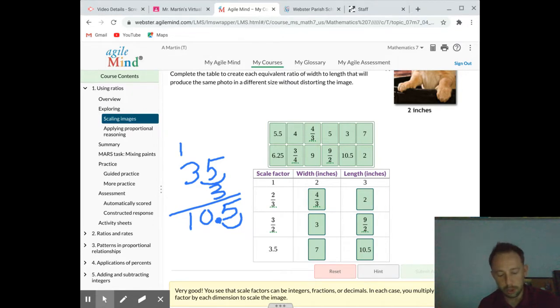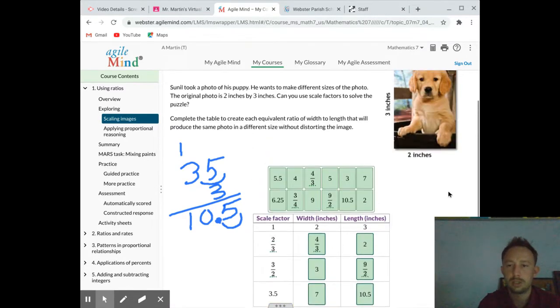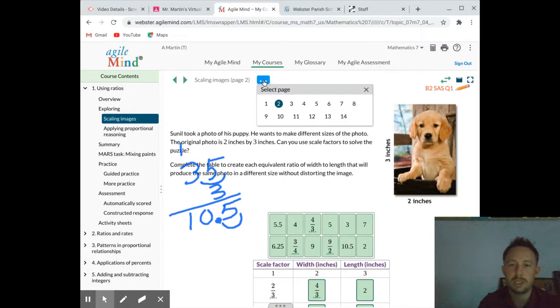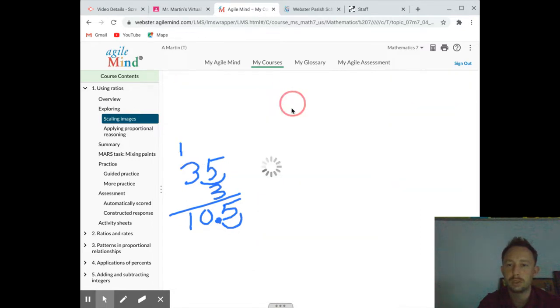Okay, so you should notice that on page 5 of block 2 in your book, these are the answers to number 1. So you need to fill in your answers on page 5 of your workbook with these answers. And we're going to go on to the next page, which is page 3 in our Chromebook.